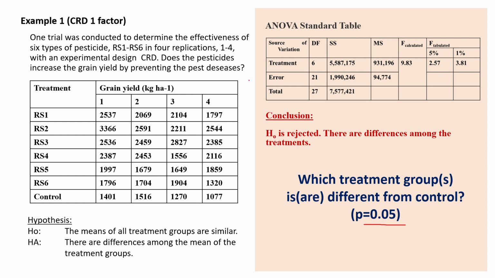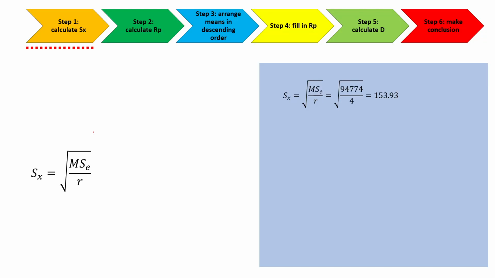Okay. So for this one, the question will be slightly different. We are not just comparing with the control, but we are going to look at all the treatment groups compared to each other. That's what the DMRT does. So it doesn't just compare to the control. So you can do all this together. So let's look at it.